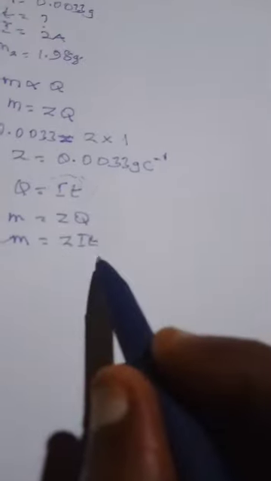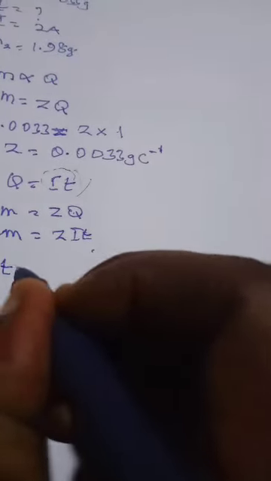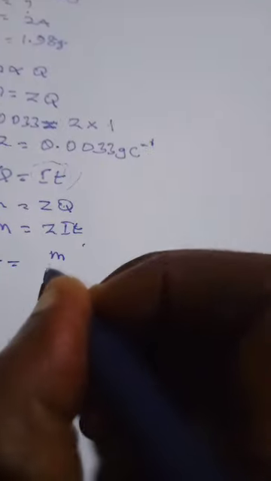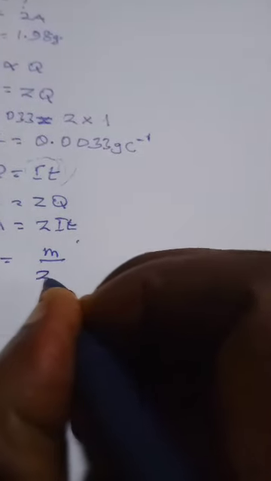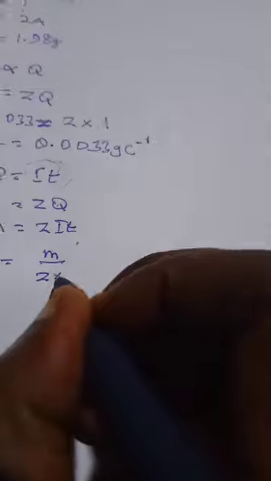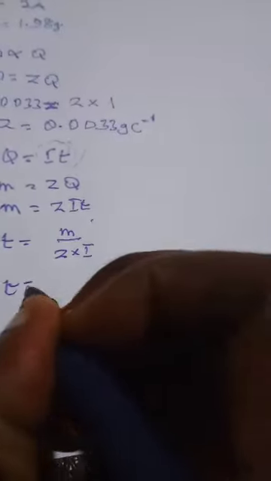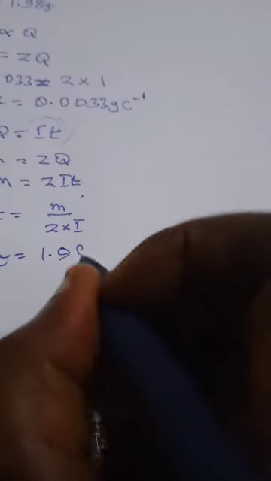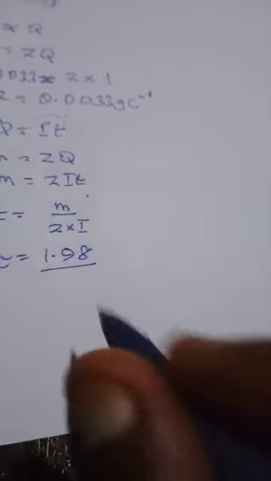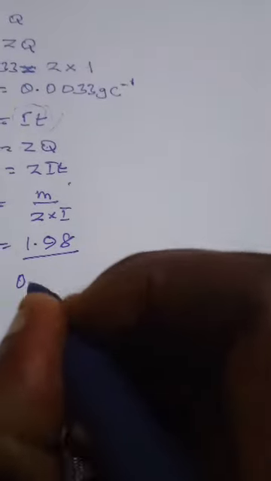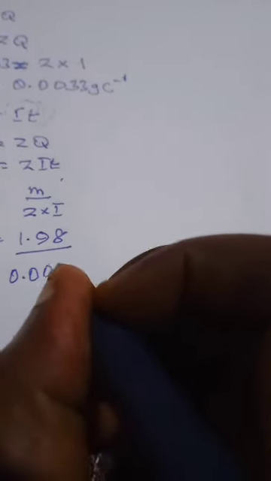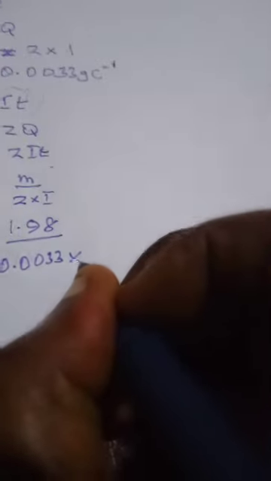You have to find the time. So the time, T, will be equal to mass divided by the electrochemical equivalent times the current flowing. So the time now, the mass deposited is M2, 1.98 divided by Z, which is 0.0033, times the current flowing, and the current, he said, is 2.